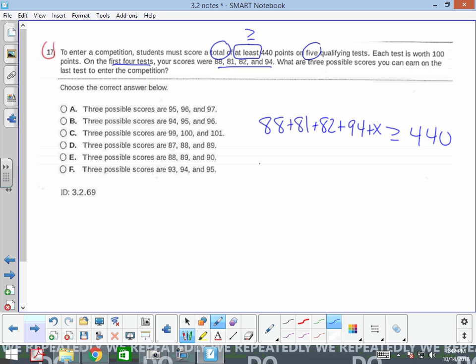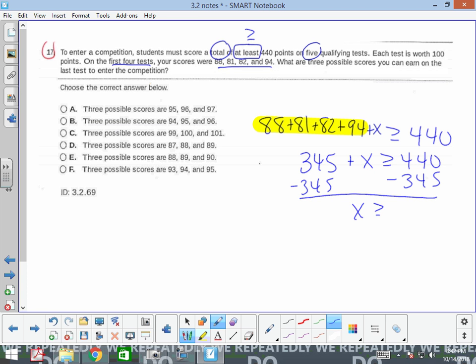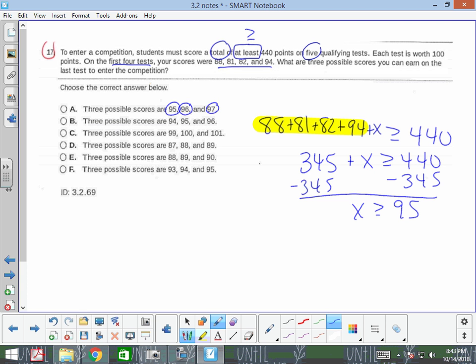All right, so first what we're going to do is we're going to add all these numbers together. So that is, I already used my handy dandy calculator to do that. And now we're going to subtract 345 from both sides. And so the numbers have to be greater than or equal to 95. So if you look at our choices, we want to make sure we pick numbers that are greater than or equal to 95. 95, 96, and 97 are greater than or equal to 95. So that's choice A.